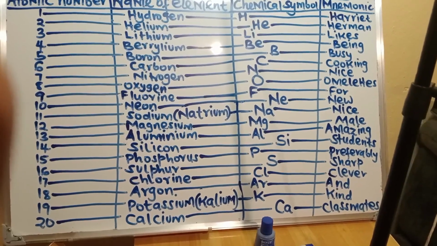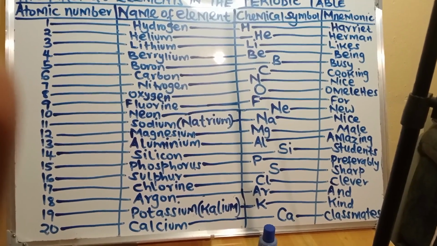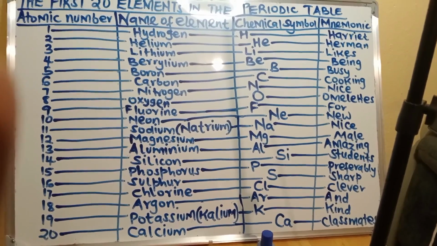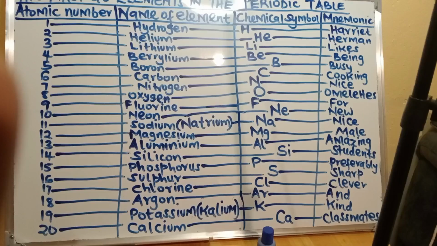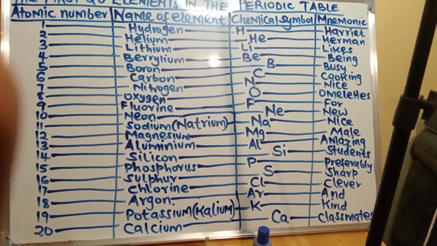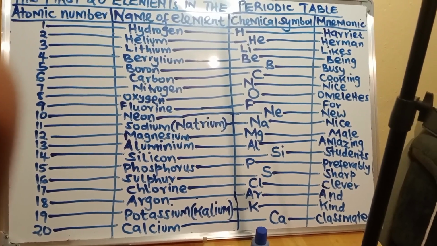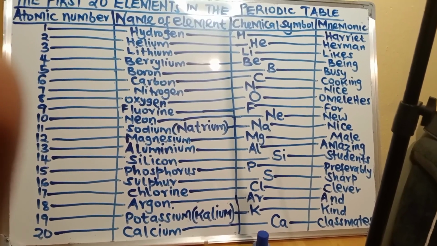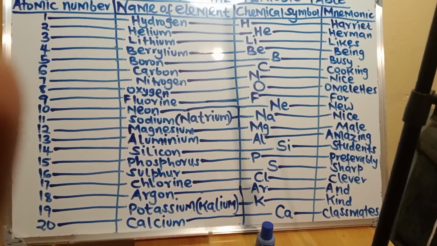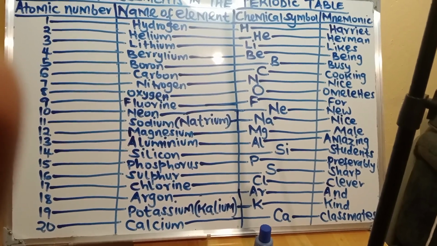Then we have other elements that use the first and the second letter for the Latin name. For example, sodium from natrium, which is the Latin name, we have capital N and small a. Then we have other elements that use the first and any other letter. For example, magnesium, which uses the first and the third letter. For the first we have a capital M, and the third letter, which is a small g.